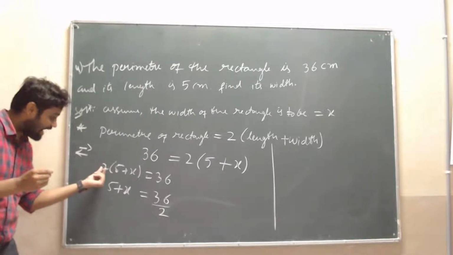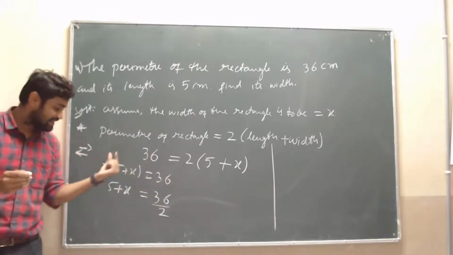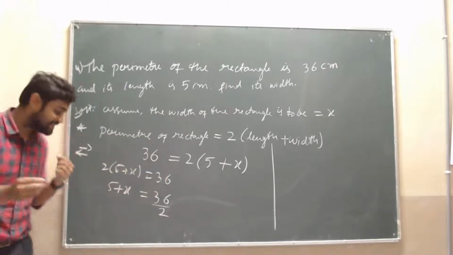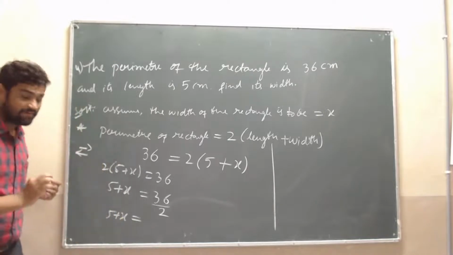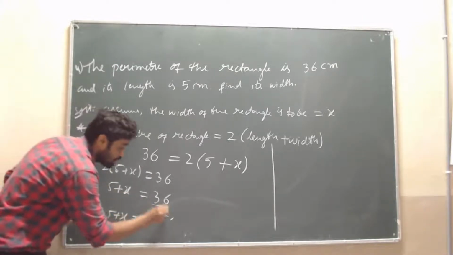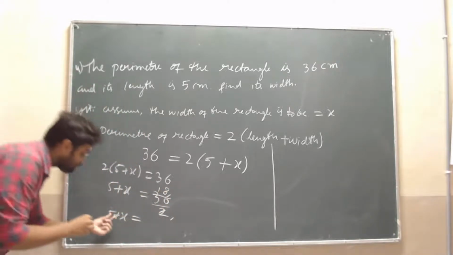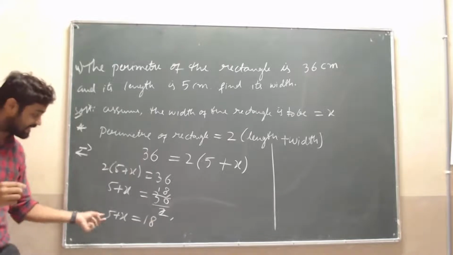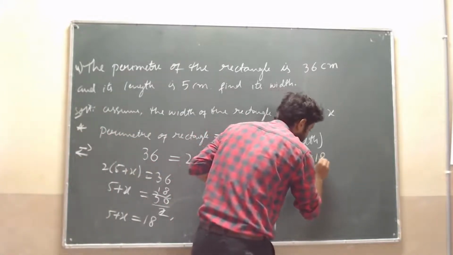That is, I am transposing this 2 from LHS side to RHS side. Here it is multiplication and multiplication transposed to division. Then 5 plus x is equal to 36 by 2. 2 ones are 2, 2 eights are 16, so 5 plus x is 18. I will write it here. 5 plus x is 18.